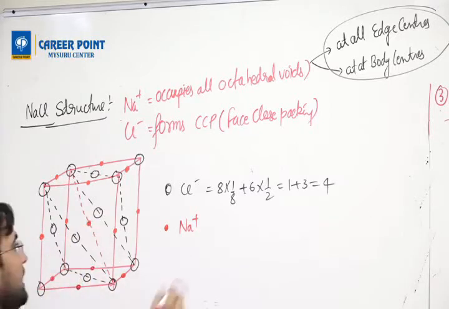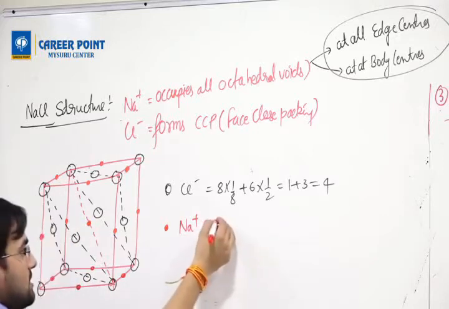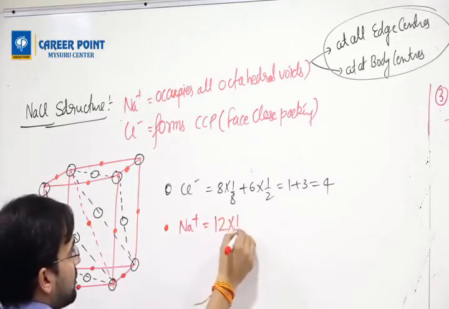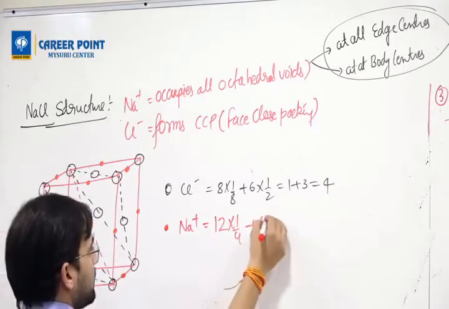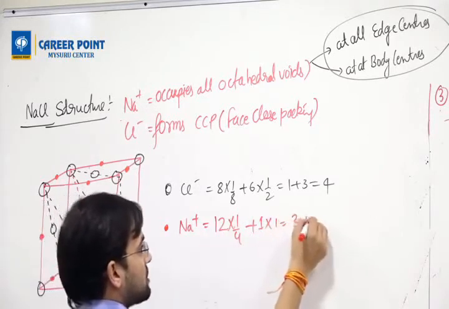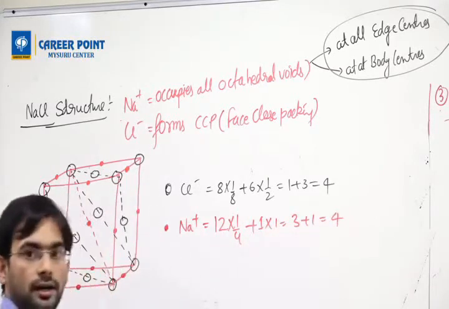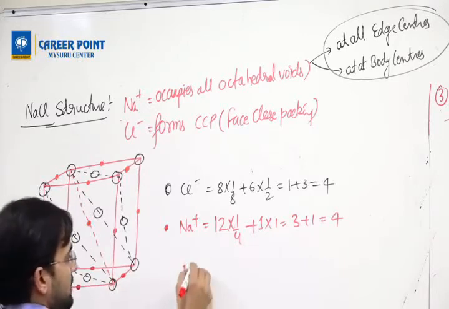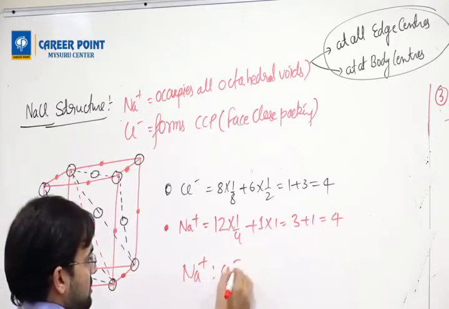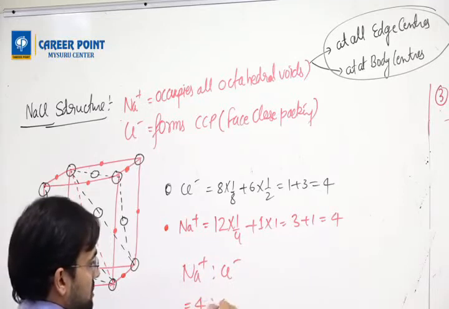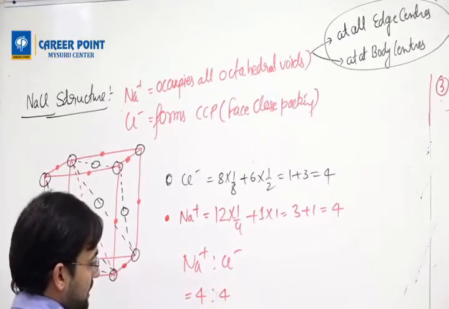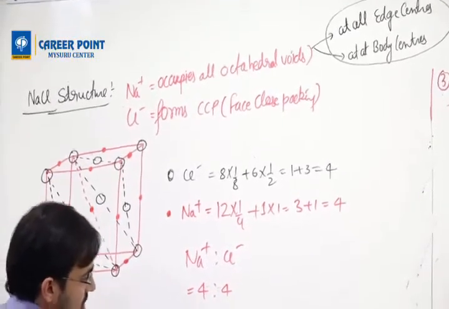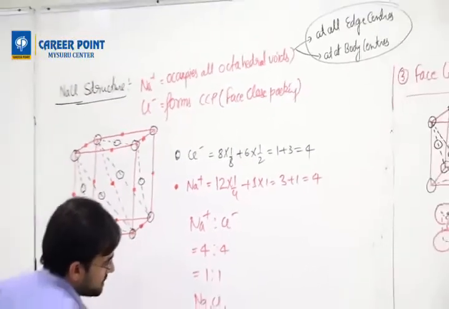Okay, so how many Na plus? At edge center, 12 edge centers, each with contribution 1 by 4, plus 1 into 1, that is 3 plus 1, total 4. Then we take a ratio of Na plus to Cl minus. We get 4:4, which is 1:1. That's why we write Na1 Cl1, which gives NaCl.